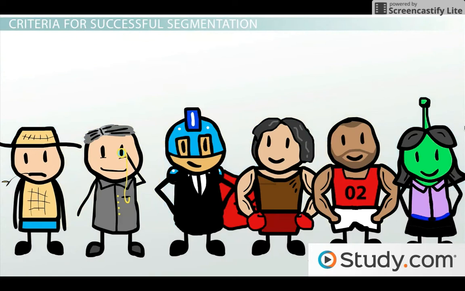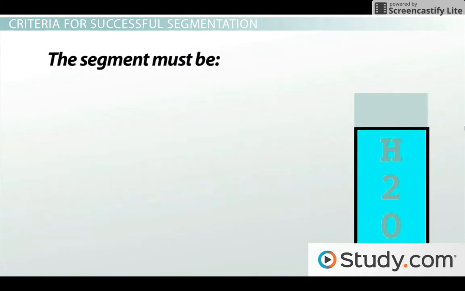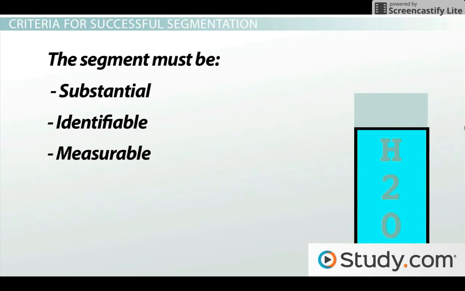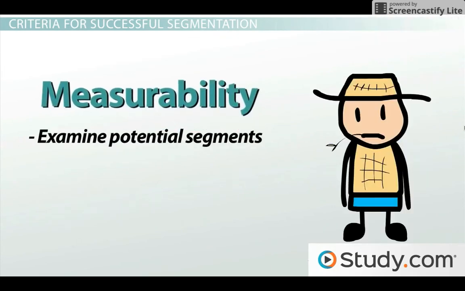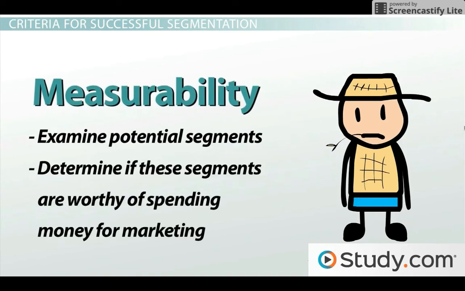Not every single segment would be a valid group to target for a company. There are some basic rules in developing an appropriate segmentation target. In order for a company to consider a segment of the market for business, the segment must be substantial, identifiable, measurable, accessible, and responsive.